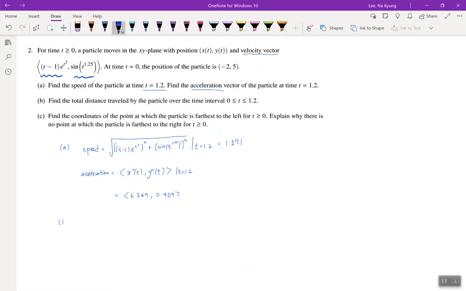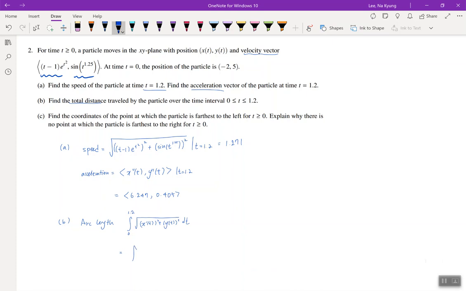So let's move on to B. B has us find the total distance traveled by the particle over the time interval 0 to 1.2. So this means we have to find the arc length. We know that the formula for arc length is the integral from the first time to the second time, of the same component for speed, which is x prime of t squared plus y prime of t squared, and dt, like this. So let's plug that into the calculator.